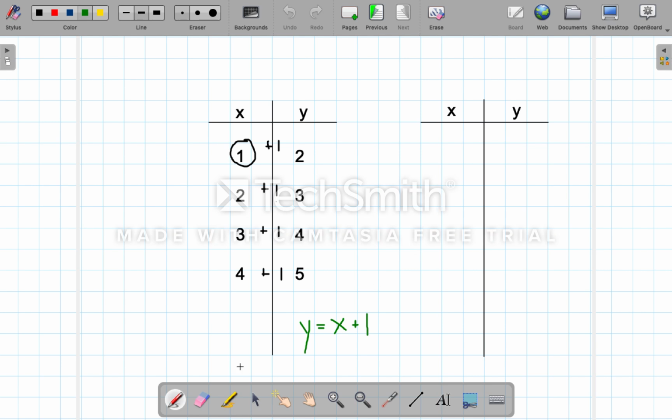Now in order to switch that across, we're just going to switch the sign. So to go from 2 to 1, that's subtracting 1. To go from 3 to 2, that's subtracting 1. 4 to 3, again, we're subtracting 1.